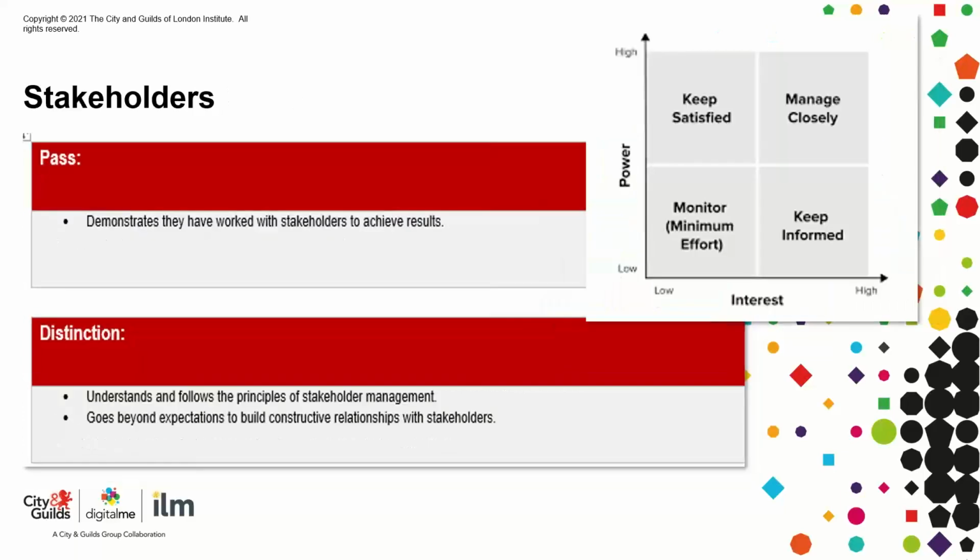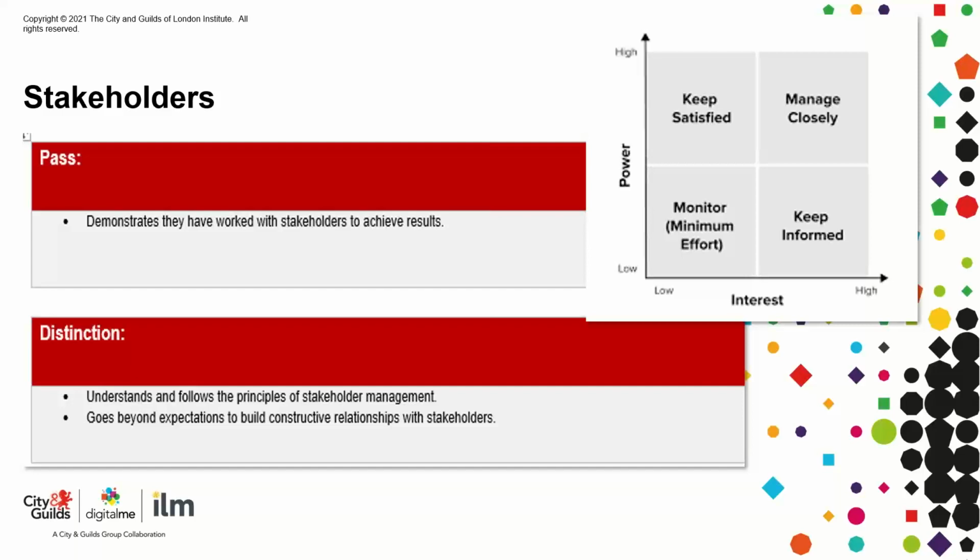Okay, let's look at stakeholders. In terms of stakeholders, the majority of apprentices meet all of the pass criteria. Not many apprentices receive all of the distinction criteria marks. The first distinction mark, an apprentice should have a practical understanding of why stakeholders are managed as they are, and certainly an understanding of the power interest stakeholder mapping grid would support in their learning for this area.